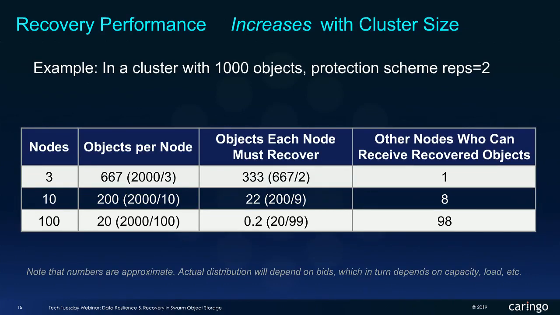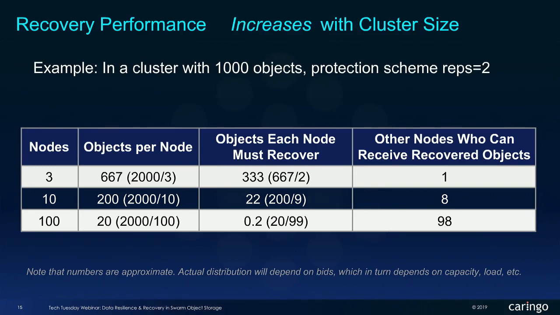So John referred to this idea of cluster size. Let's just take a quick look. Let's suppose that you had a cluster with, to make the math easy, 1,000 objects, and we're using 2 replicas as a protection scheme. There are lots of ways to protect your data, and we'll look at a couple of them. 2 reps is a pretty common one because it's simple to understand, pretty practical.